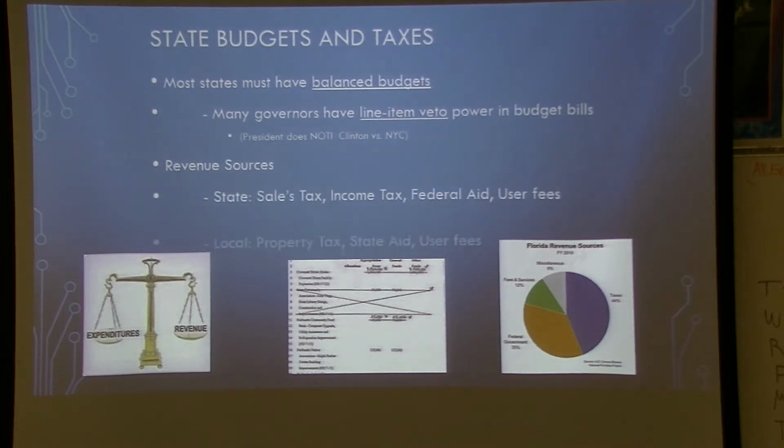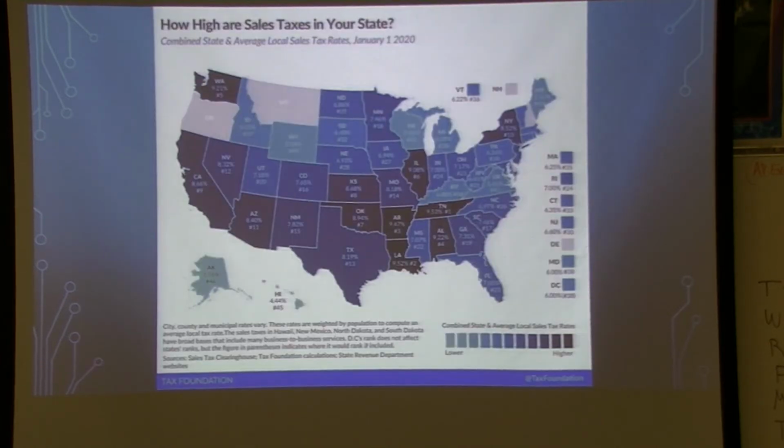Revenue sources. The national government gets most of its revenue from income tax. For most states, sales tax is the biggest thing. Some states have an income tax. Actually, most states have an income tax. Florida is one of the 7 or 8 states that does not. There's aid that comes from the federal government down to the states. There are also user fees, like gas taxes, as well as hunting licenses, things like that. For local governments, their number one source is usually property tax. They also get state and federal aid and user fees.